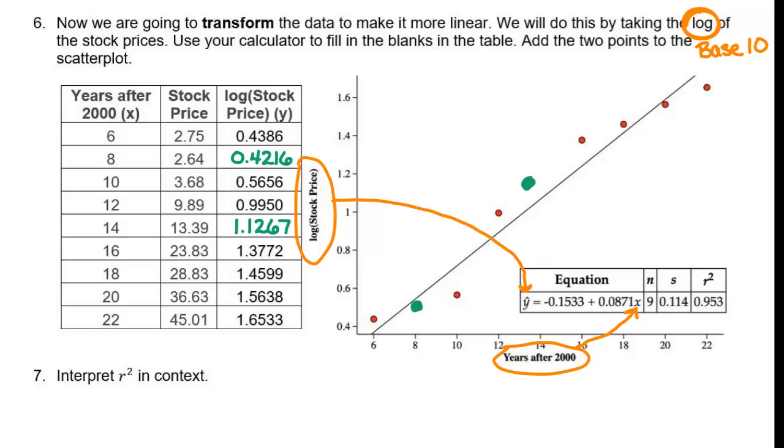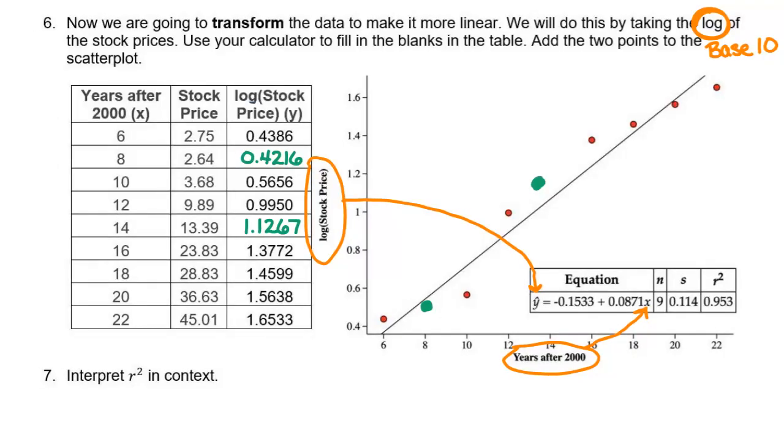I would like for you guys to do 7 and 8 now. Do 7 and 8 and then pause. I want you to interpret r squared in context, this new r squared. And I want you to write out the equation for the regression line in context. Give us about 2 minutes to do those two problems.